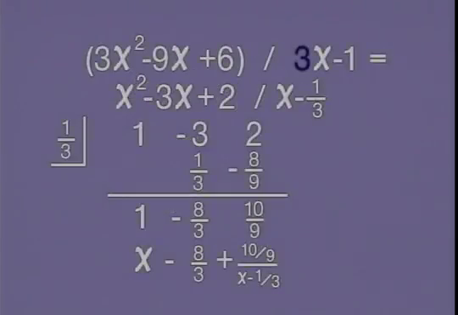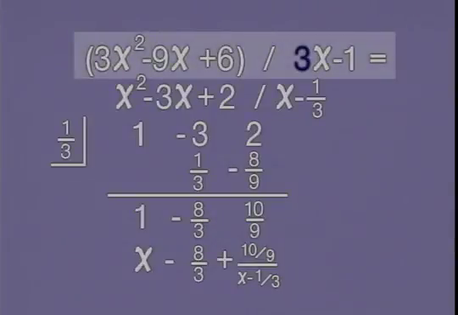The next visual, as promised earlier, shows us a situation where we're dividing by something other than a binomial whose coefficient of x is 1. We have 3x squared minus 9x plus 6 divided by 3x minus 1. Picture this problem as a fraction, a division problem written as a fraction. The numerator would be 3x squared minus 9x plus 6. The denominator would be 3x minus 1. If we wanted to change the denominator, we'd have to do the same thing to the numerator.